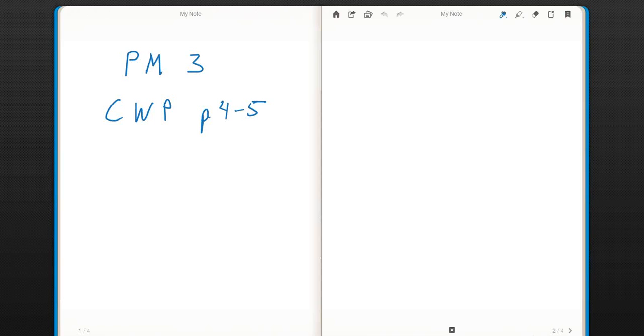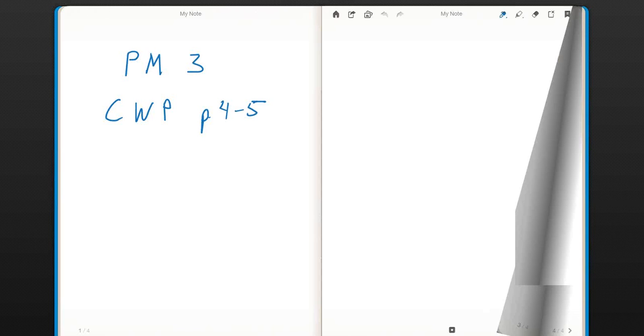This recording is for Primary 3, the Challenging Word Problems, pages 4 and 5. The entire assignment this week is for pages 1 through 5. The first 3 are the worked examples, so my hope is that you will work through those with your child on one of the days and talk through the solutions and the strategies that they show, and then I'll show you the strategies for the ones that are not worked.